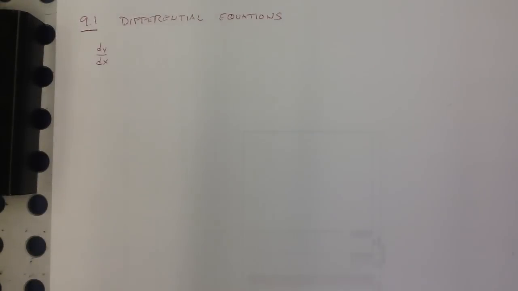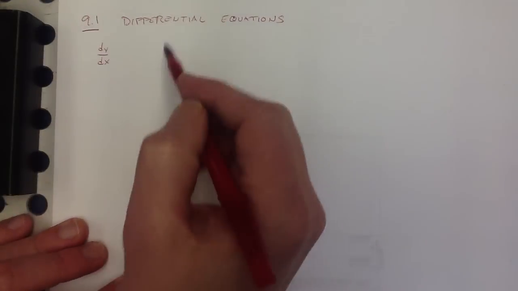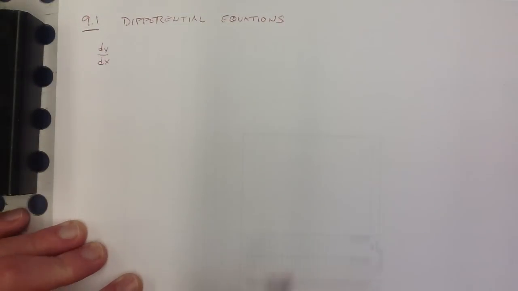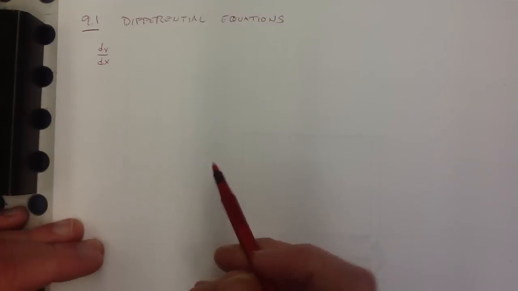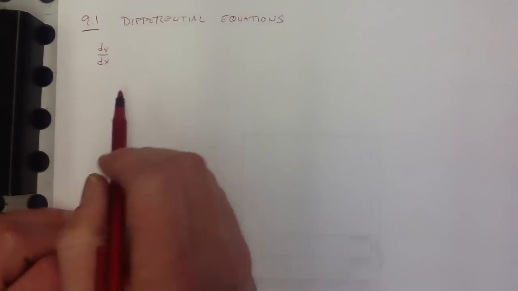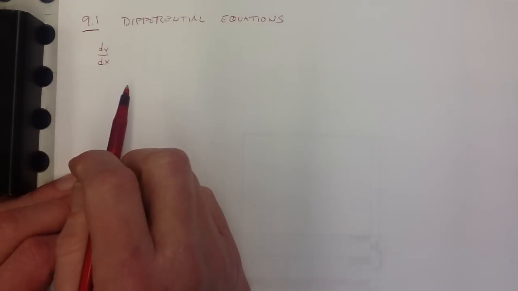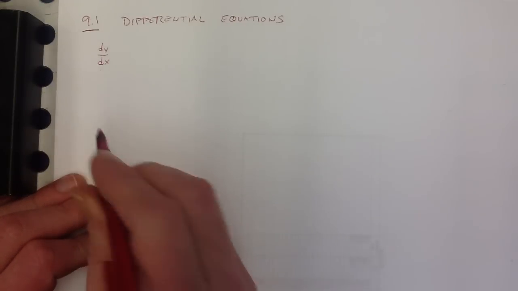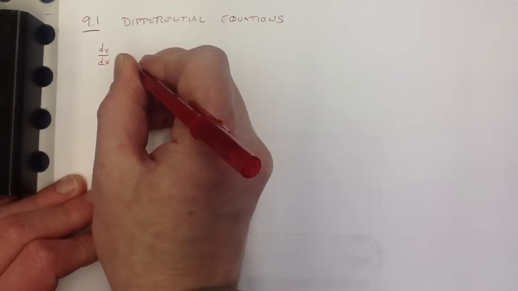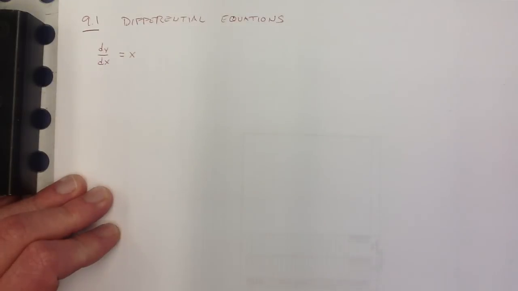All right. Differential equations. Chapter 9 is about differential equations. What's a differential equation? Well, a differential equation is an equation that has some derivatives in it. And it could be just one. Like, for example, this is a differential equation.